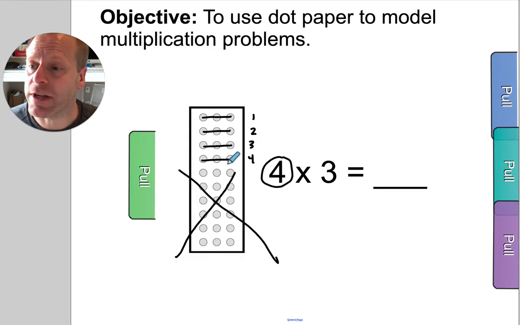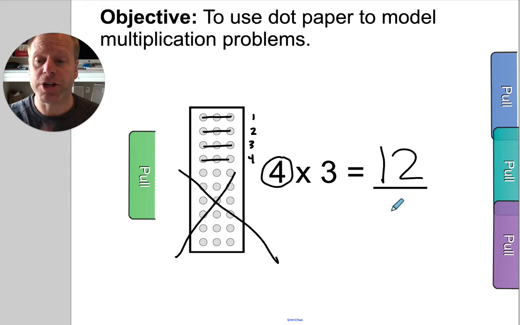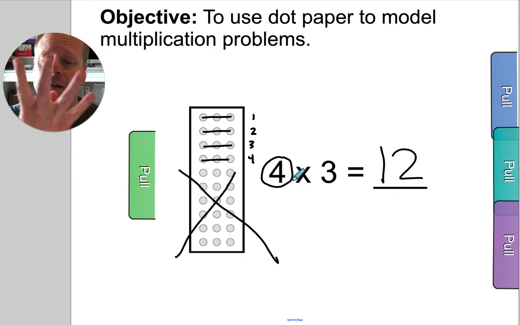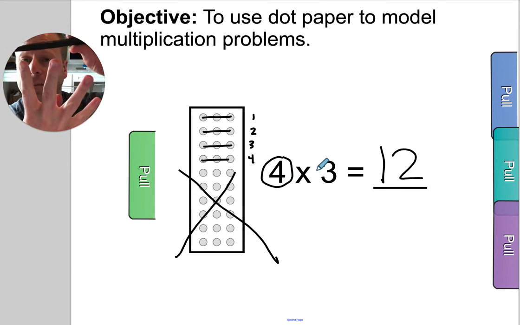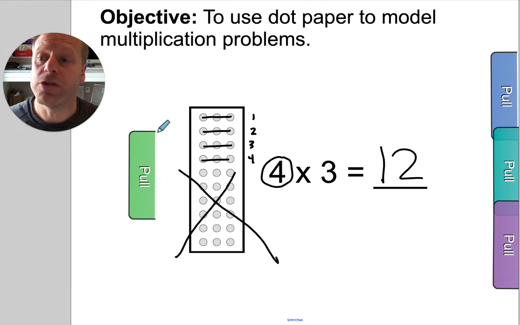I just have to count it to find out what it is. 1, 2, 3, 4, 5, 6, 7, 8, 9, 10, 11, 12. The answer is 12. The other strategy that we learned yesterday would be to hold up 4 fingers and skip count. 3, 6, 9, 12.